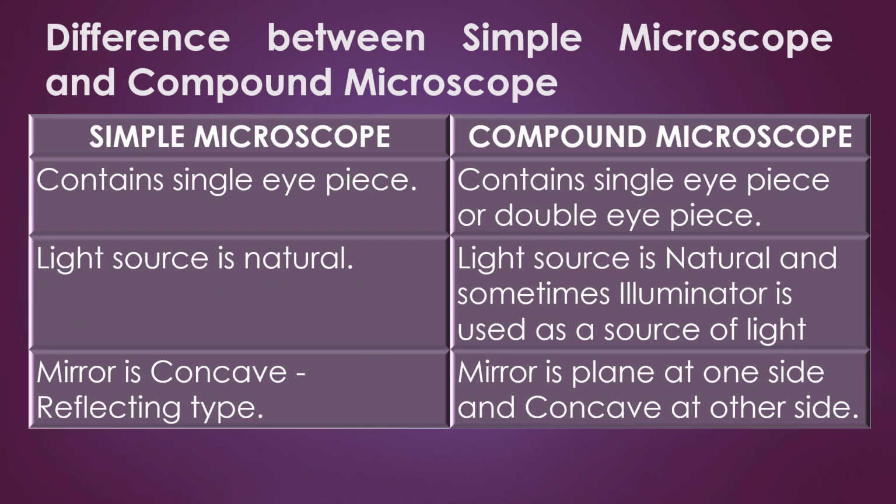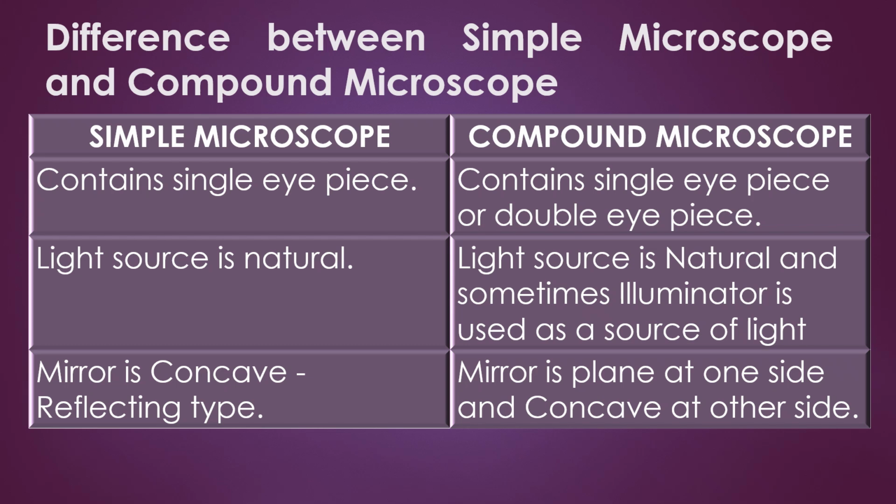Next, the simple microscope contains a single eyepiece, but the compound microscope contains a single eyepiece or double eyepiece. The compound microscope with a single eyepiece is called a monocular microscope, and the compound microscope with two eyepieces is called a binocular microscope.